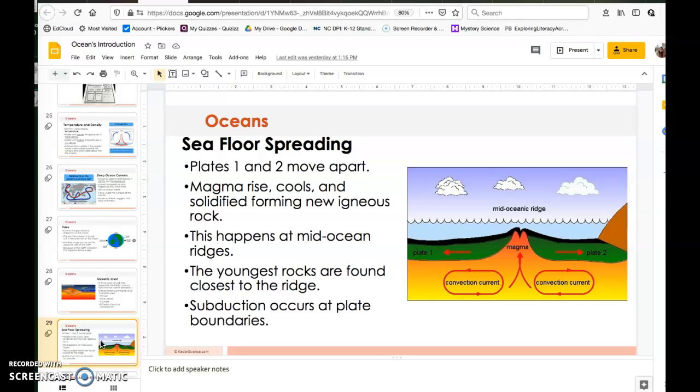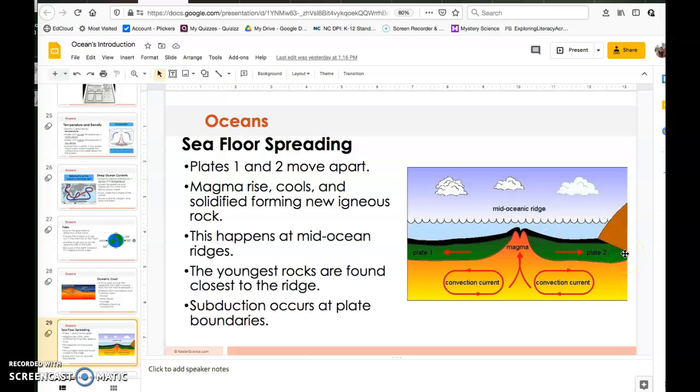But basically the two plates are pulling apart right here, here, and here, and that allows for some magma to push out onto the surface of the ocean, forming some new igneous rock right there. And then it keeps happening, so the new igneous rock is formed right here, and then it keeps happening again because this keeps pulling apart. So it happens again and again. So we'll find really new igneous rock right here. This will be a little bit older still.